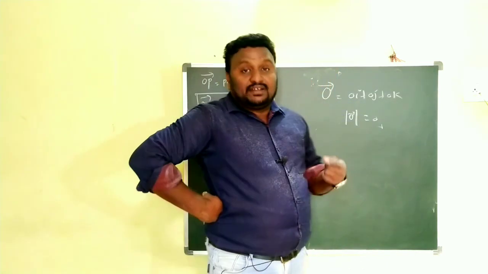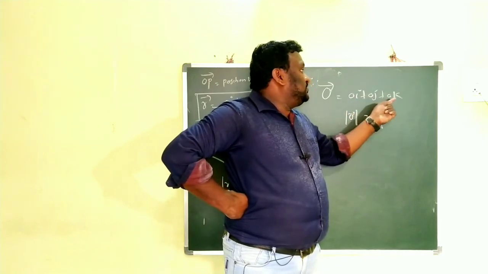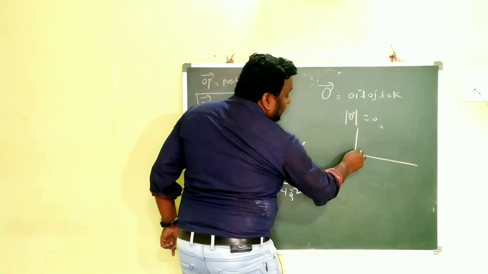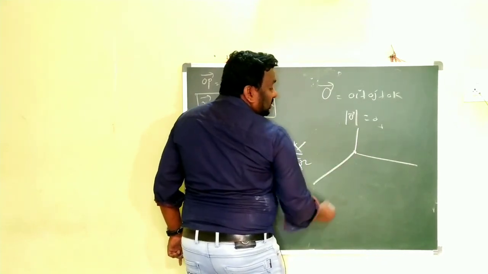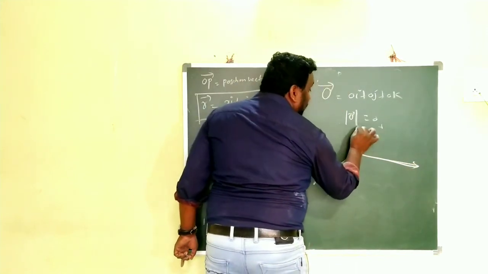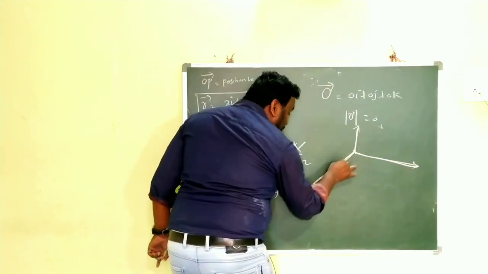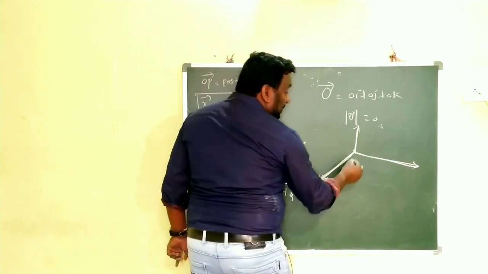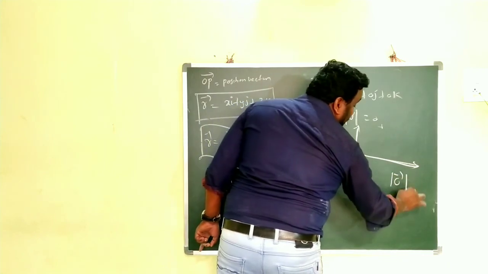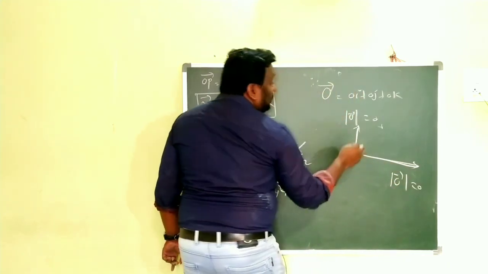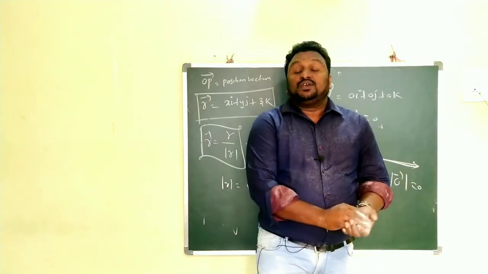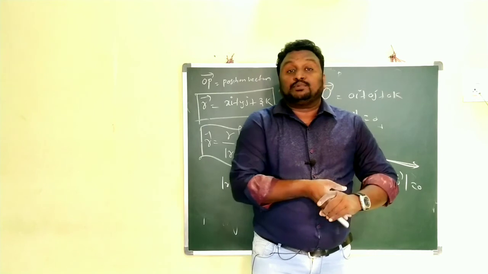For example, the null vector 0i plus 0j plus 0k means what? Nothing but the origin. This is the point here. From that point only we will move along the x-axis, along the y-axis, and along the z-axis. That's why it is a null vector and its magnitude equals 0. But from that point we will go in a specific direction. So this is about the unit vector, null vector and position vector.